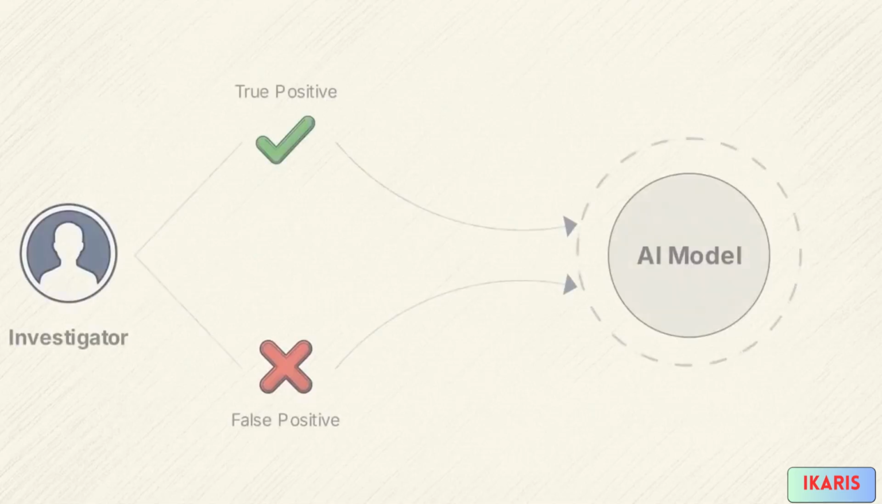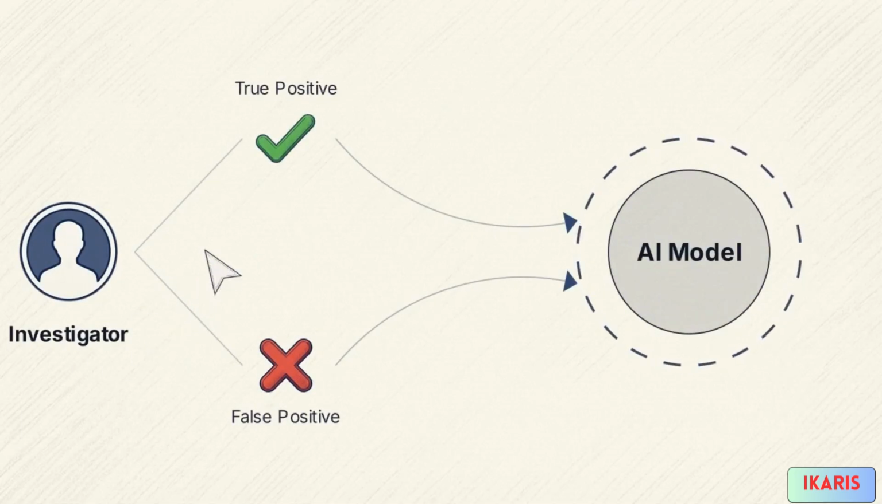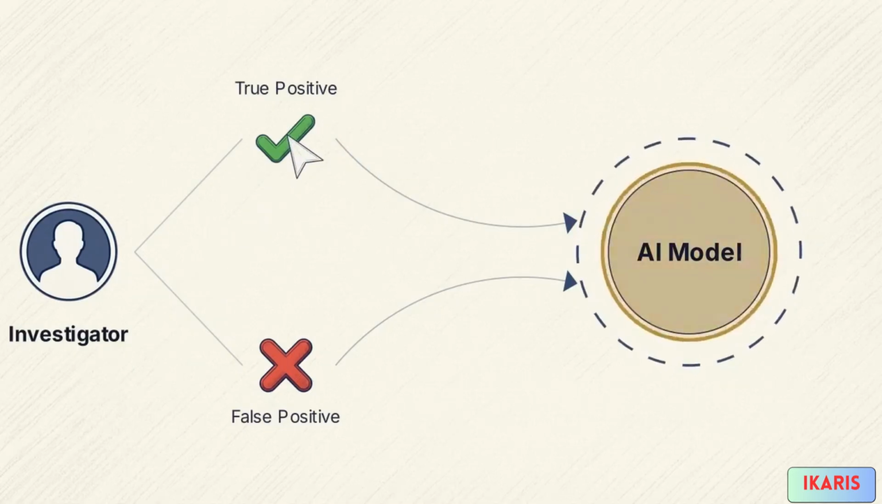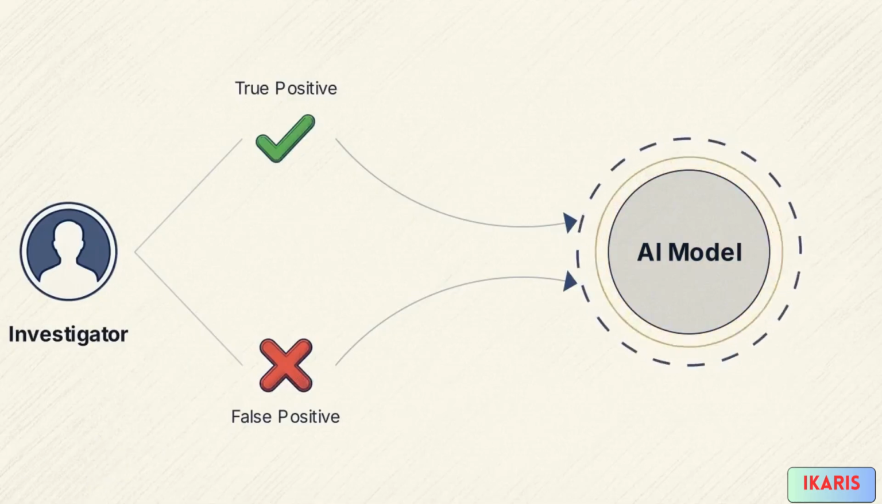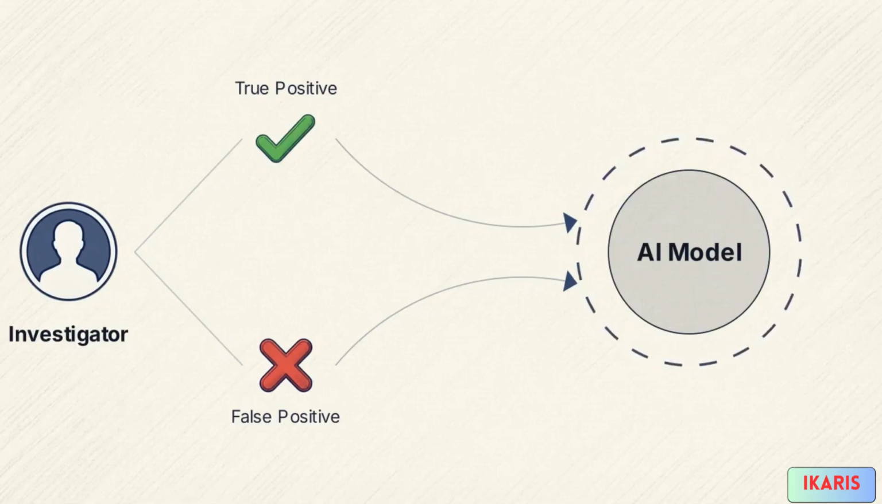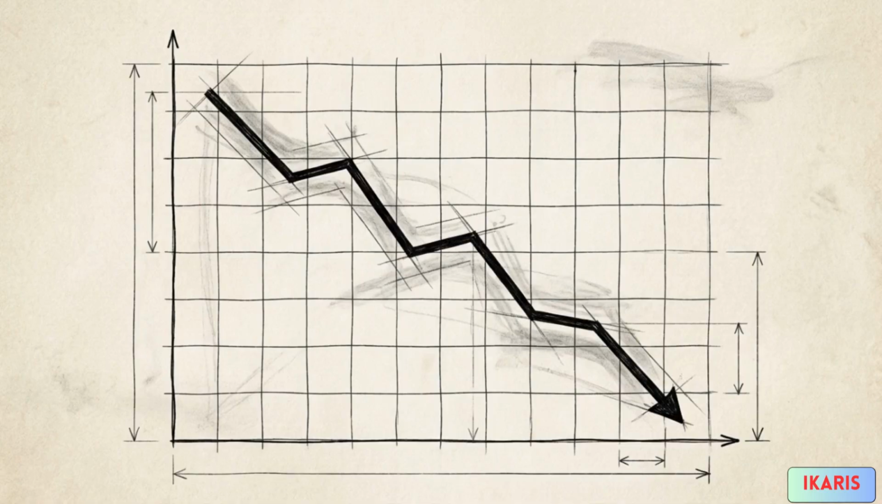Every time an investigator renders a verdict on a flagged cluster, whether they confirm it as a true positive or dismiss it as a false positive, that decision feeds directly back into the model to continuously calibrate its precision. Because the formula is transparent, auditable, and self-correcting, it drastically reduces false positives over time, keeping the system operationally sustainable.